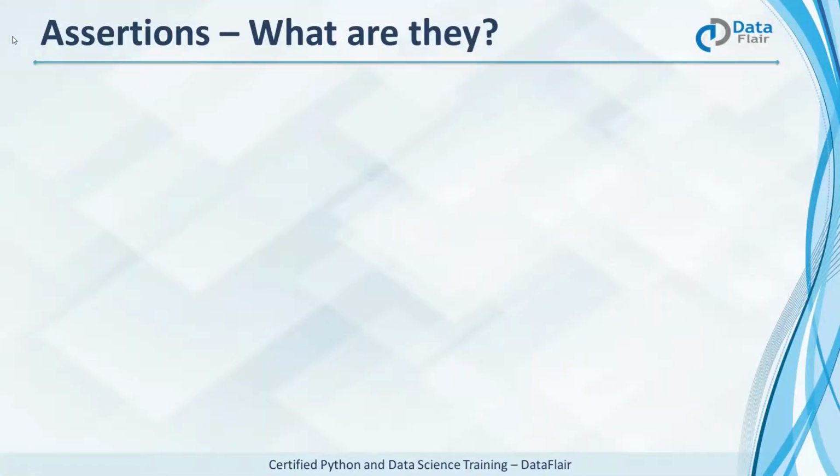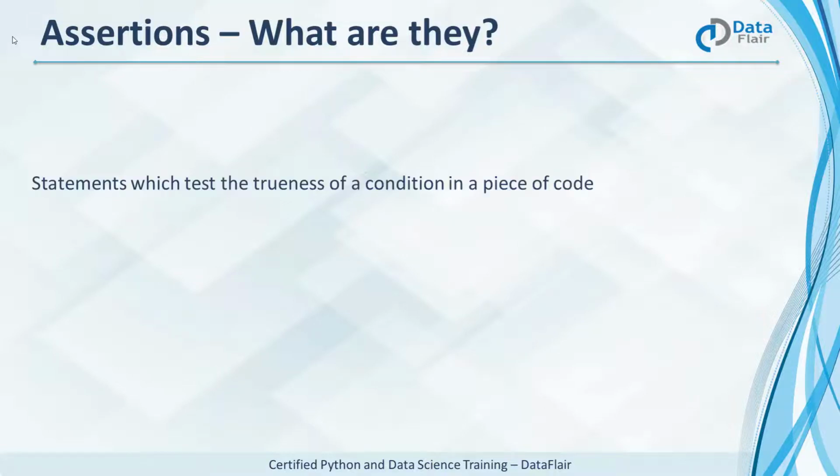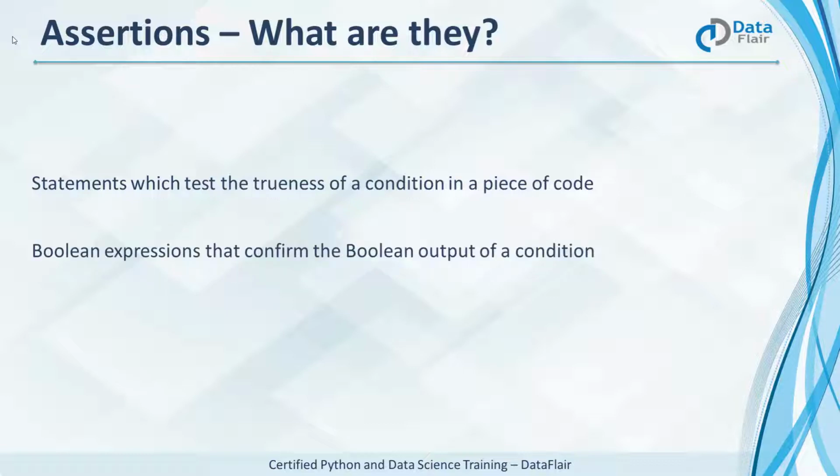What are assertions? Let's begin with a simple definition. A condition is either true or false. Assertions are statements that test the trueness of a condition. You can say that assertions are Boolean expressions that confirm the Boolean output of a condition.